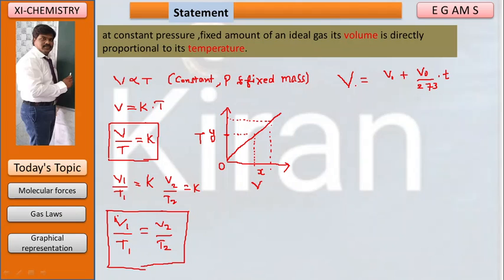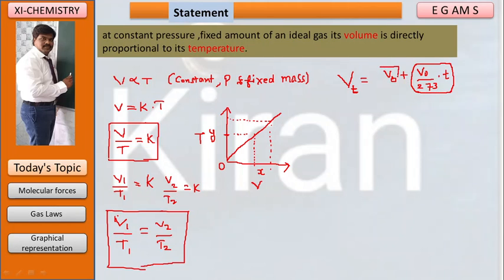The volume of a gas at a particular temperature t, where small t means degree centigrade. Volume of a gas at Celsius temperature is equal to V naught, the original volume, plus original volume by 273 into t. So when temperature increases by either 1 degree centigrade or 2 degree centigrade or 273 degree centigrade, this much amount of volume will be added to the original volume.